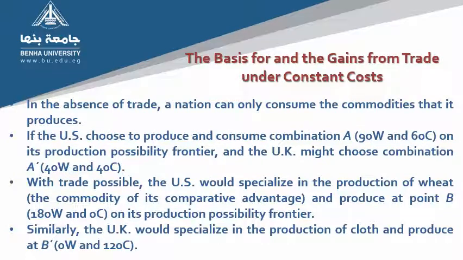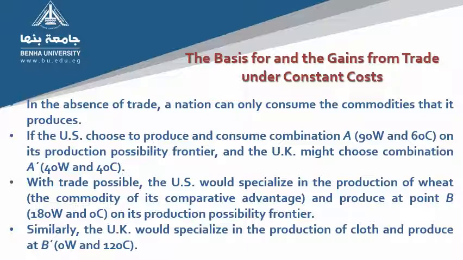The basis for and the gains from trade under constant costs. In the absence of trade, a nation can only consume the commodities that it produces. The United States chooses to produce and consume combination A, at which it produces 90 bushels of wheat and 60 yards of cloth on its production possibility frontier, and the United Kingdom might choose combination A-, at which it produces 40 bushels of wheat and 40 yards of cloth.